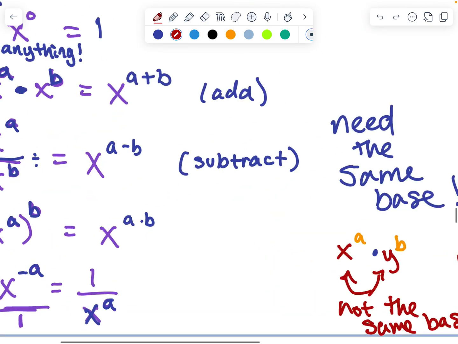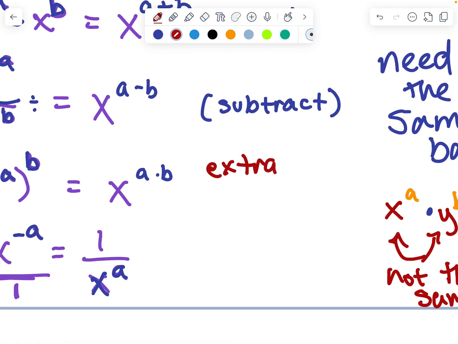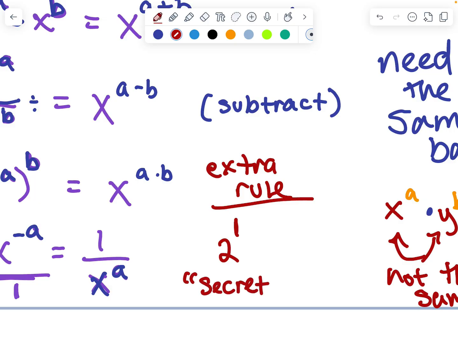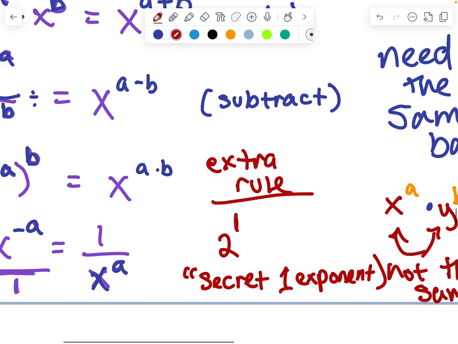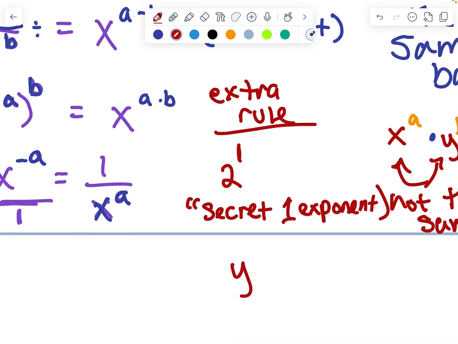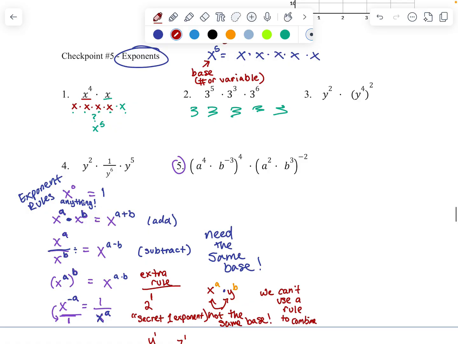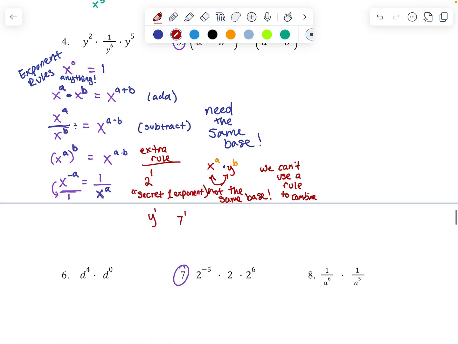Maybe just a quick extra rule here. I'm going to say extra rule. Anything that looks like it doesn't have an exponent, like a number, really has an exponent of 1, okay? It's like a secret 1 exponent. Anything that doesn't have an exponent actually has an exponent of 1. So if you have just a y, it really has an exponent of 1. If you have just a 7, it really has an exponent of 1. So if you see anything without an exponent, it truly has an exponent of 1.